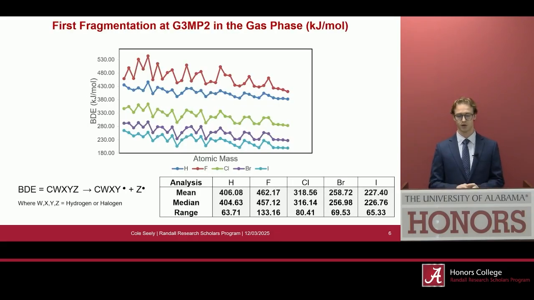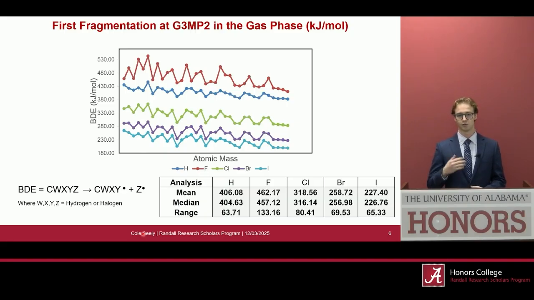So going on to our fragmentations. The first fragmentation, as you can see with the reaction here at the bottom, you take the halomethane and you take one atom off, creating the halomethyl radical. In this graph, you can see each of the lines corresponds to a different atom being stripped off, and its associated bond dissociation energy. You can see that there's a massive nonlinear drop in bond dissociation energy, or the bonds getting weaker, as you go down the periodic table from fluorine to iodine.